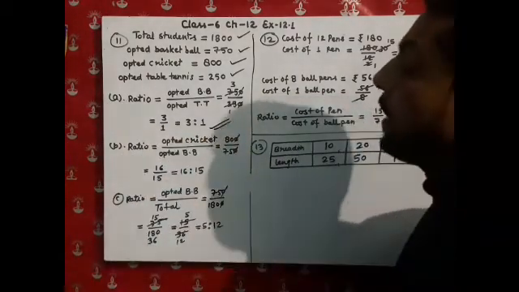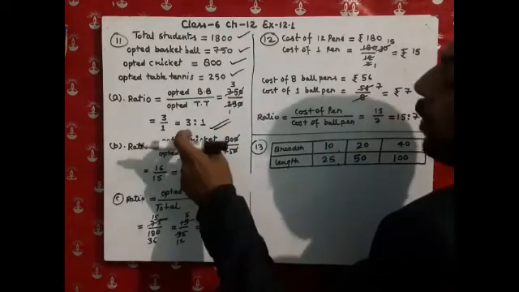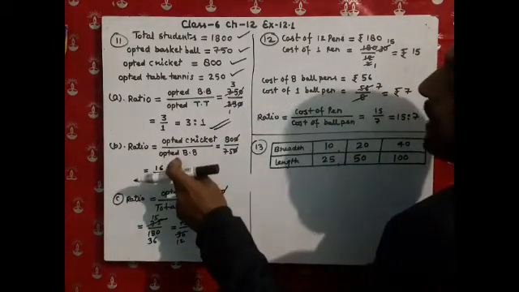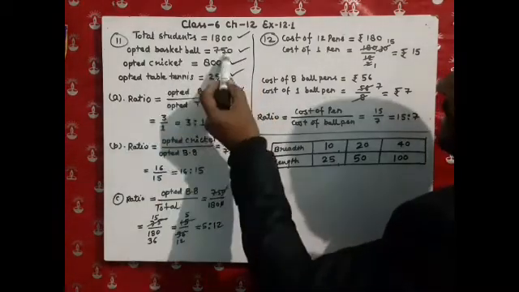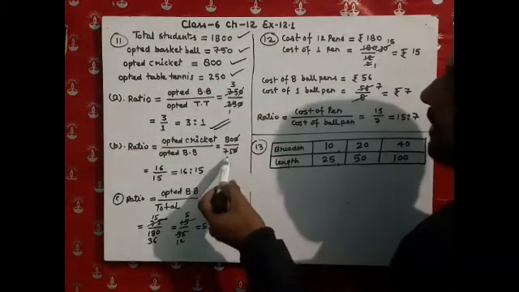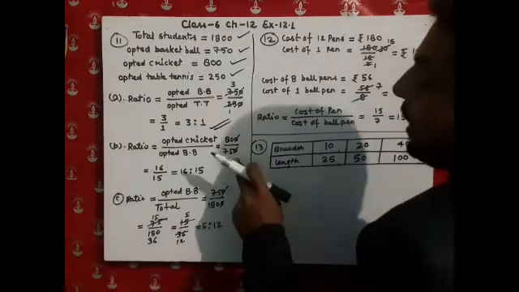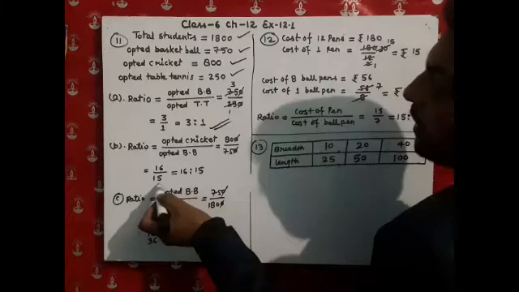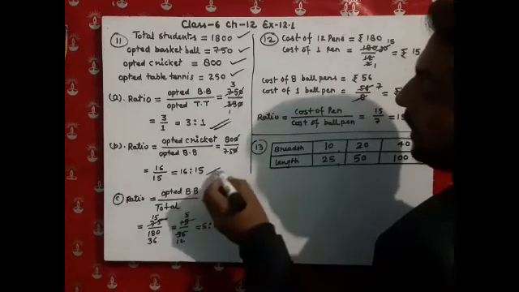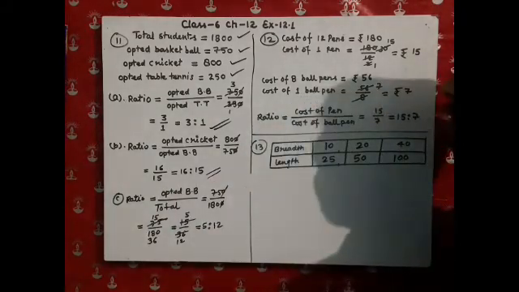Now going to the B part. Here we have to find the ratio of opted cricket to opted basketball. So opted cricket is 800 and basketball is 750. 0 0 cancel. 80 upon 75. Now it is divided by 5. So it becomes 16 and it becomes 15. Now the ratio becomes 16:15.